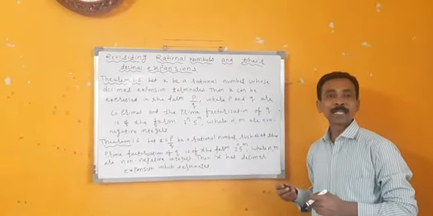Theorem 1.6. Let x is equal to p upon q be a rational number. Rational number means numerator upon denominator, such that prime factorization of q is of the form 2 raised to n into 5 raised to m, where n and m are non-negative integers. Then x has decimal expansion which terminates.